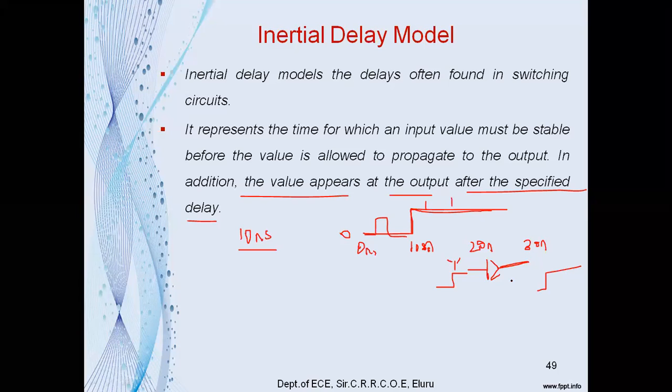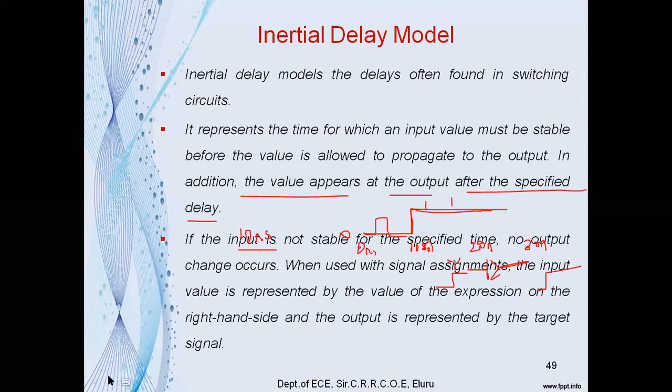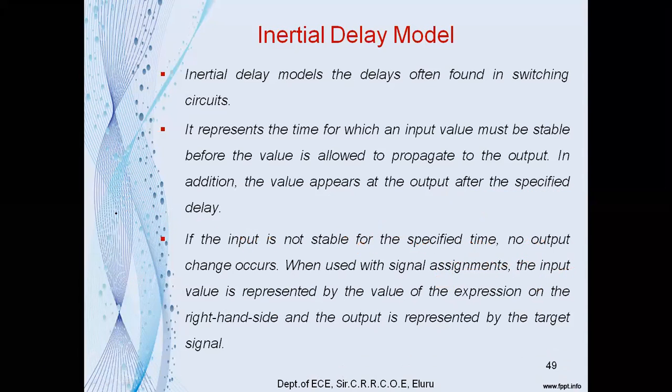Okay, the next point. Here, if the input is not stable for the specified time, no output change occurs. For example, if there is no input change, after 10 nanoseconds the same input is accepted as it is. Suppose there is a change in the input signal, the change in the signal is accepted at the input, and according to that it produces the output.